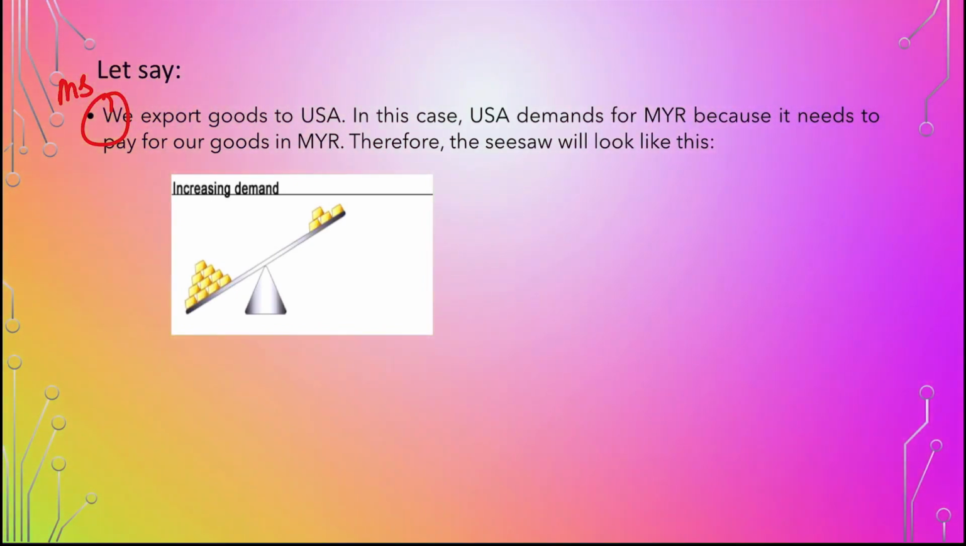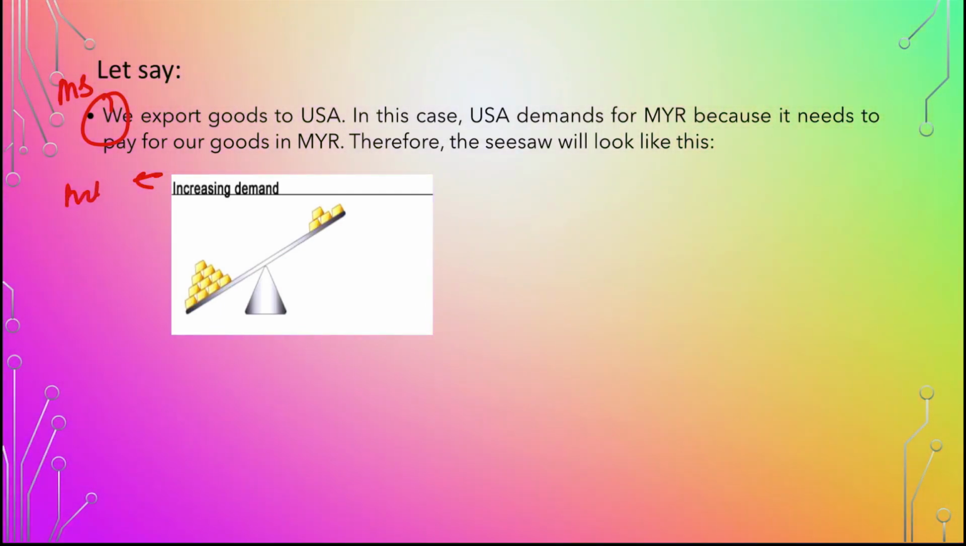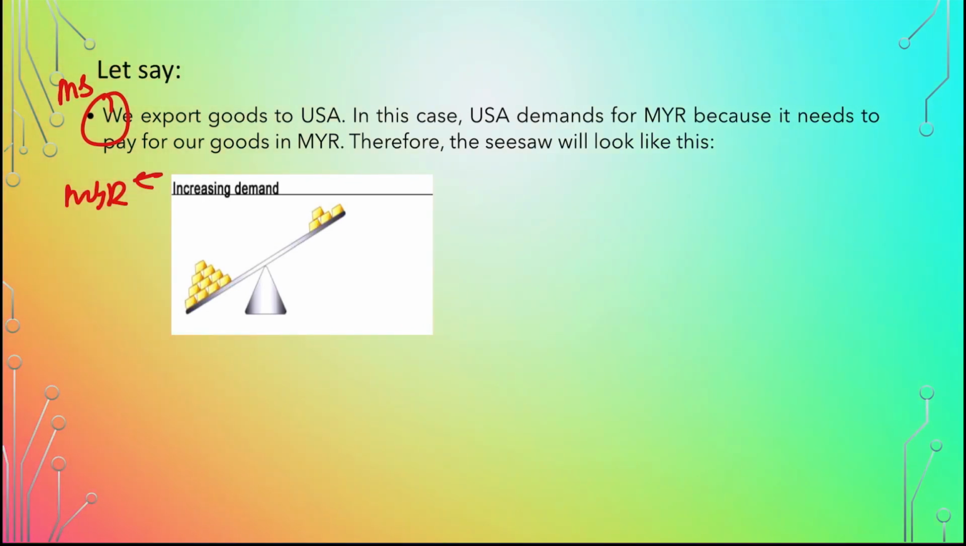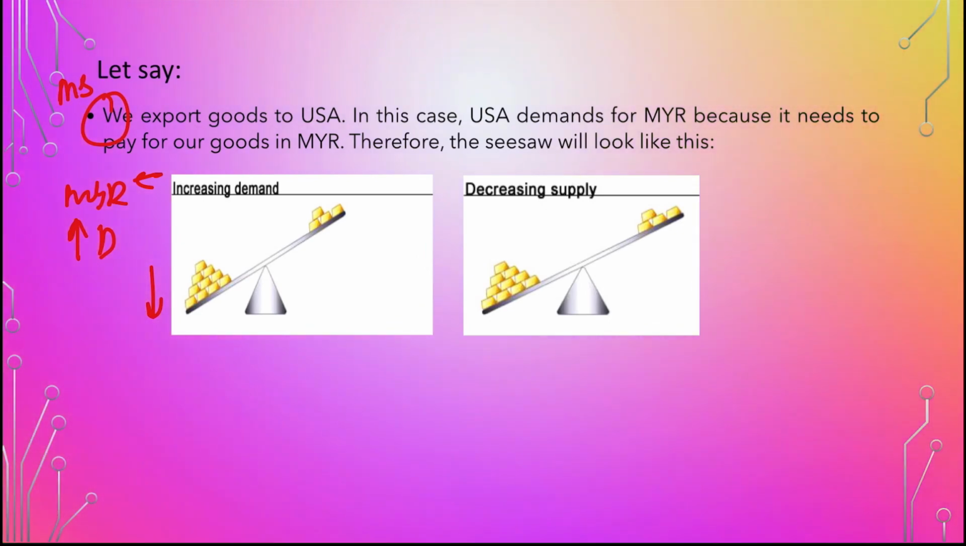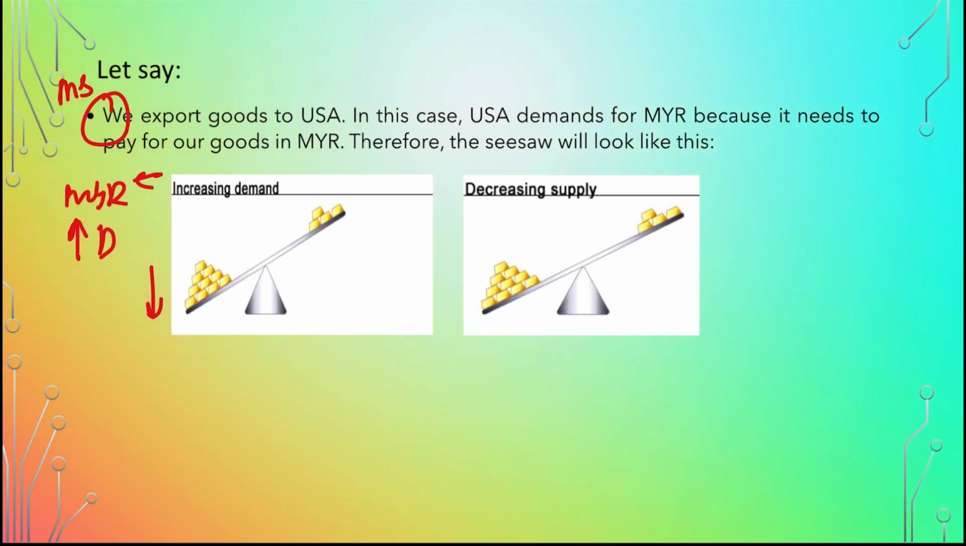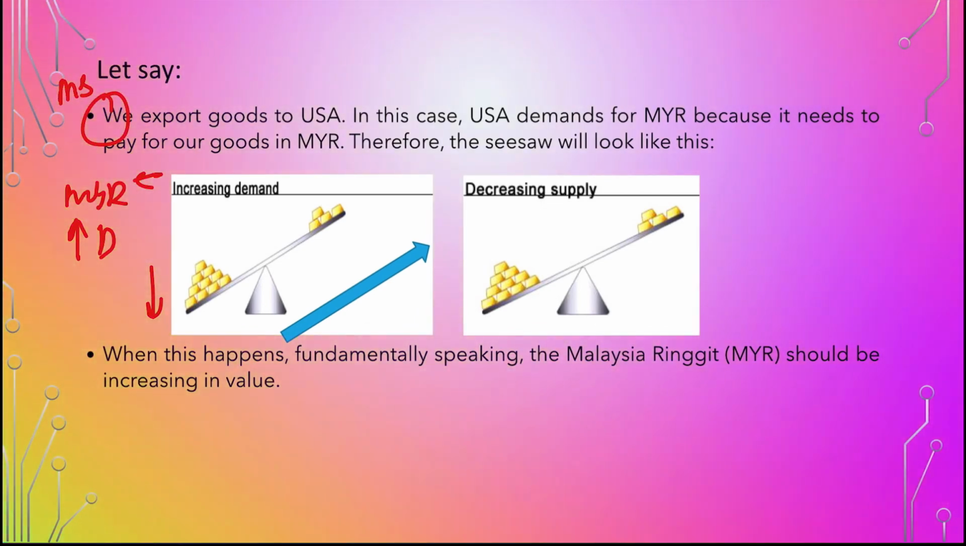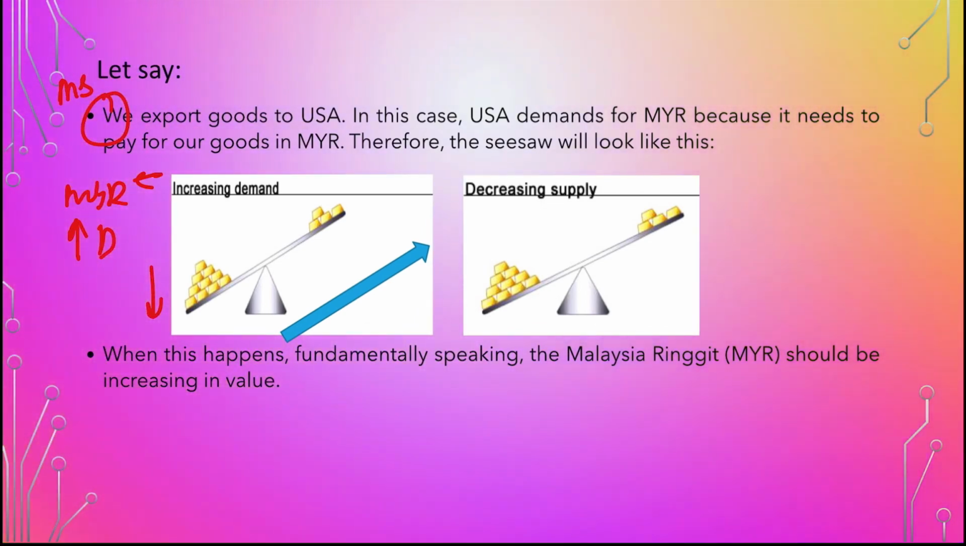USA demand for Malaysia ringgit. So, this seesaw is for Malaysia ringgit. And more demand for Malaysia ringgit, meaning that the left side becomes more weak, increasing in supply. If the demand increases, the supply for US dollar will decrease. So when this happens, fundamentally speaking, the Malaysia ringgit should be increasing in value.